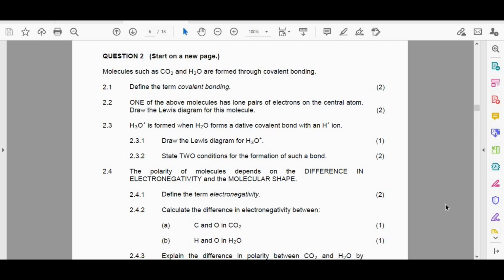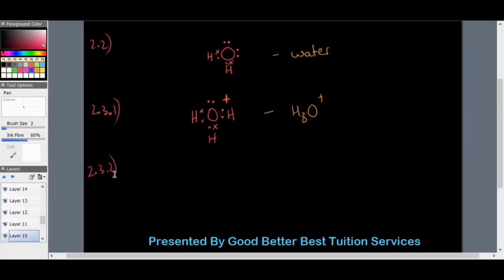Let's rather move on to 2.4, which says the polarity of molecules depends on the difference in electronegativity and molecular shape. Define the term electronegativity. Now, there are many ways that we can define it. I'm just going to use the way that I know best to ensure that we get the marks. So 2.4.1.